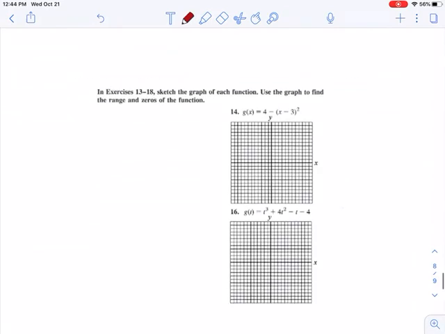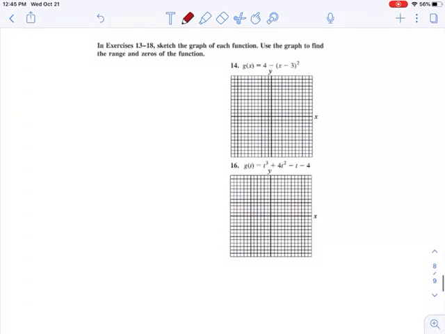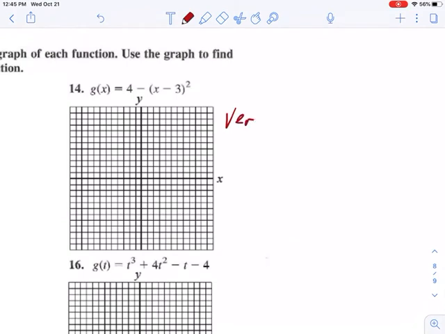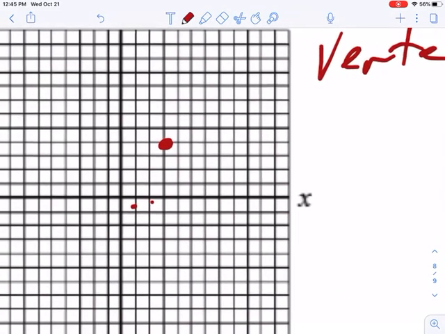Okay, so just interesting tidbits to maybe know about a graph. Next: sketch the graph and use it to find the range and the zeros. Number 14, vertex form. The vertex is (h, k), which is (3, 4). So 1, 2, 3, and 1, 2, 3, 4. This has a negative a, so it opens downward.